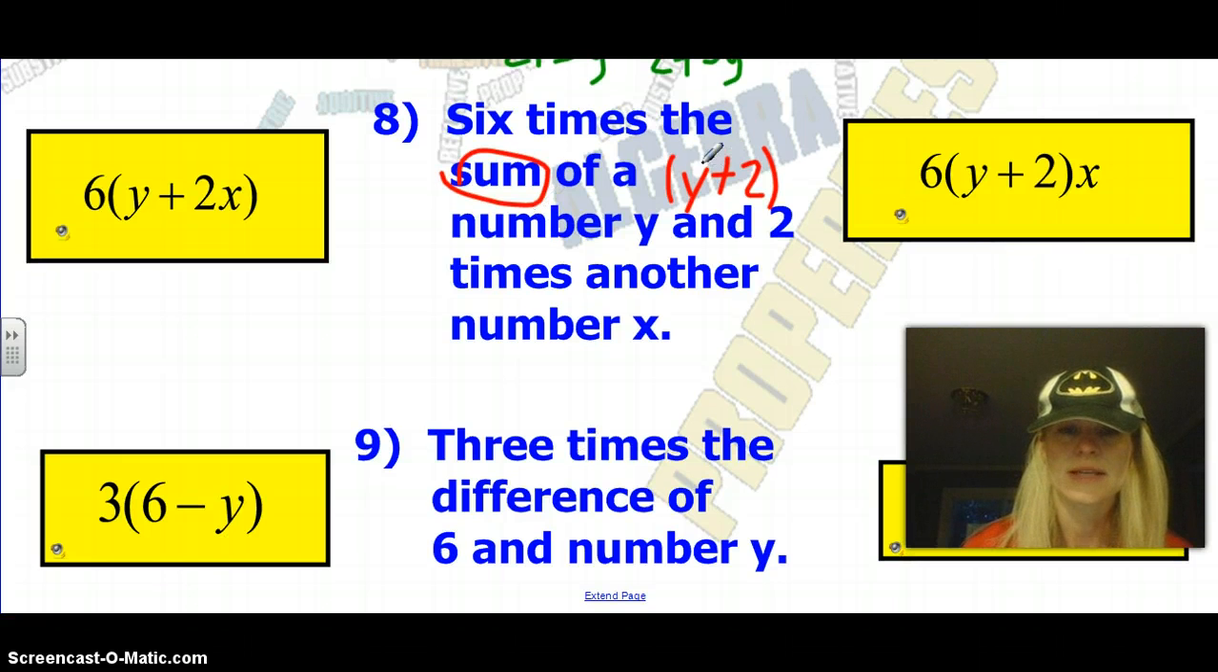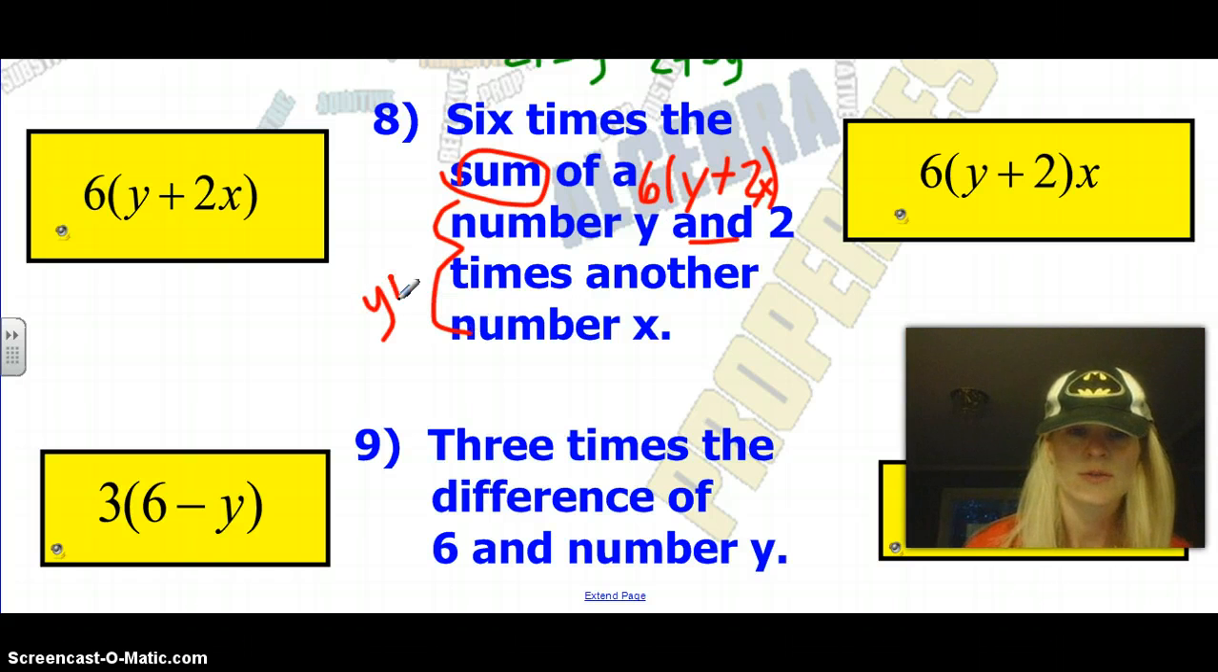So it says 6 times the sum. So we want 6 times the answer of y and 2 times another number x. So we've got this x. Okay? So it's 2 times x. So we have 6 times the answer of y plus 2x is what we're getting here. And you can kind of just break this into a separate one. Y, and that word and means plus, 2 times another number x. Okay, so sum is the key word that tells you you're going to need parentheses in this.